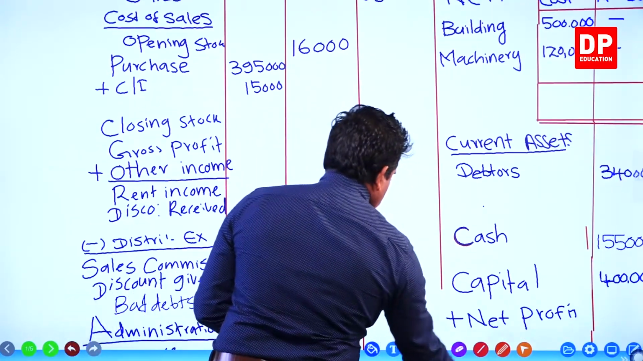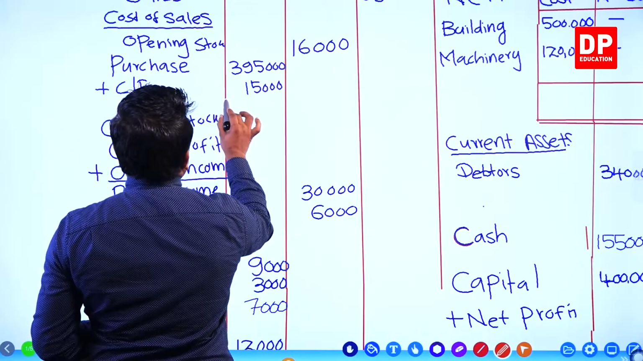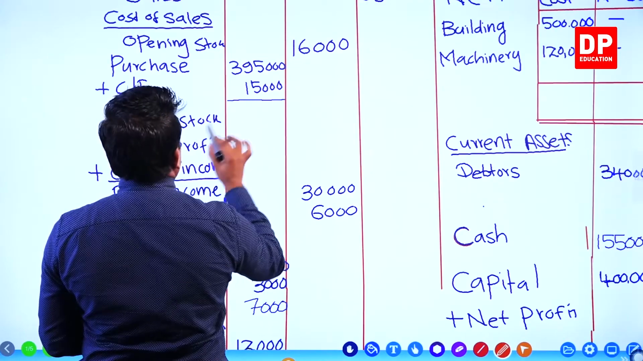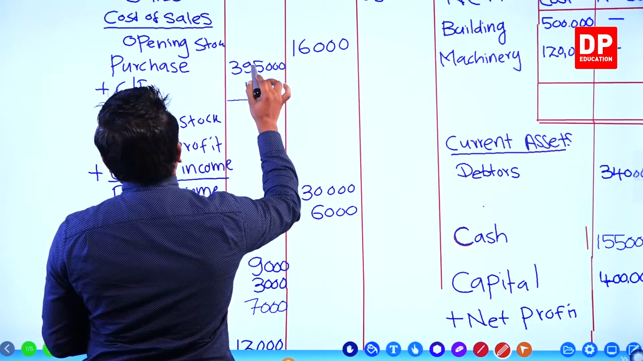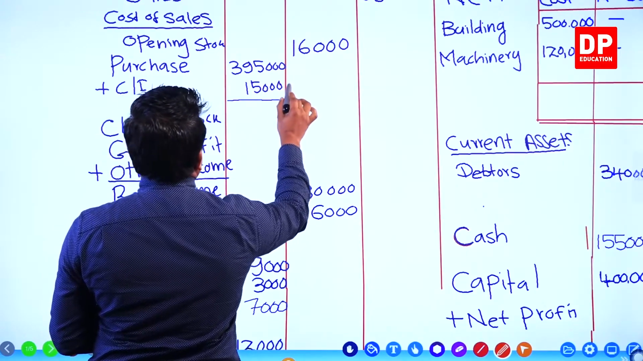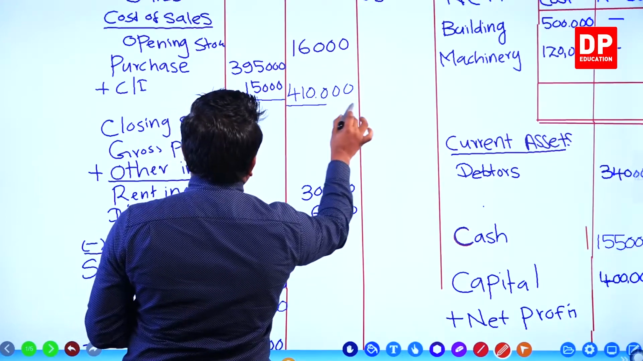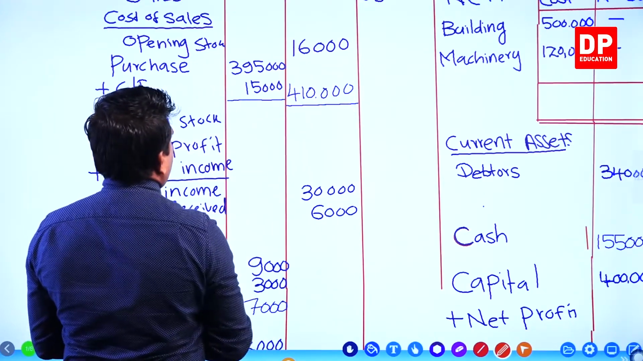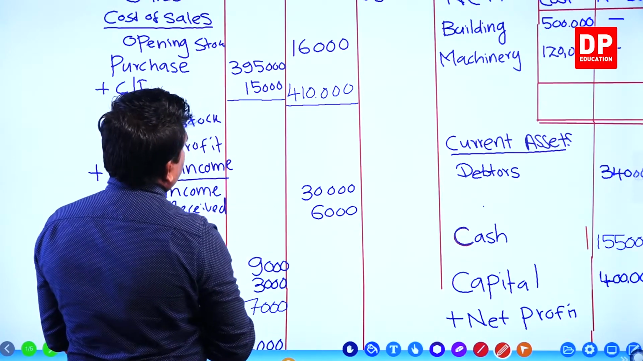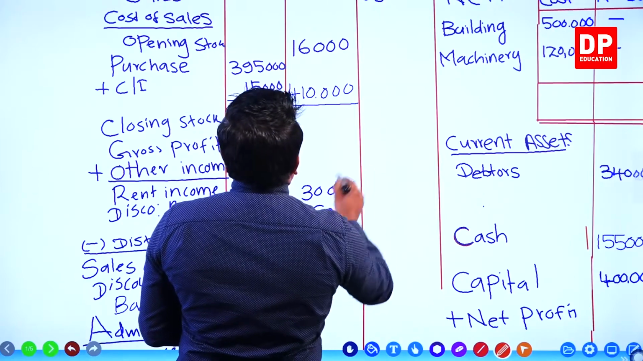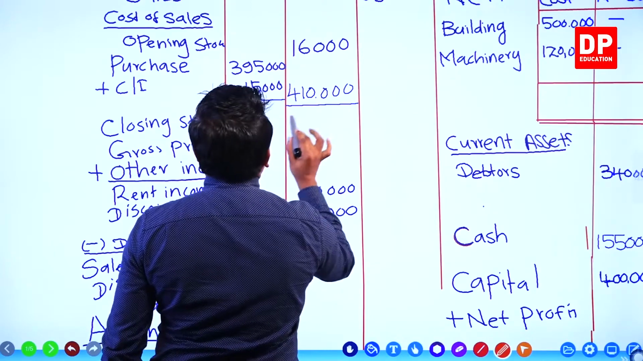Now, 16,000 here, how much? 395,000. Then you get the total. It brings to the second column. 395 plus 5,000 is 400,000, and 410,000. Then you add both. How much? 426,000. 426,000. No closing stock.